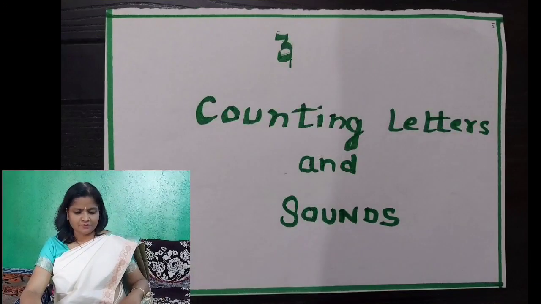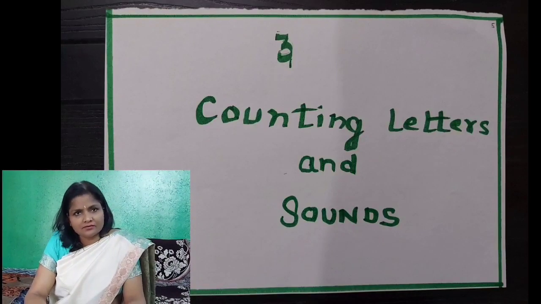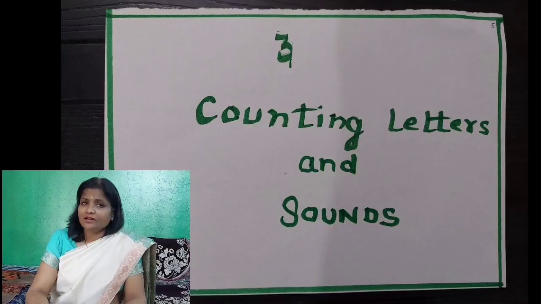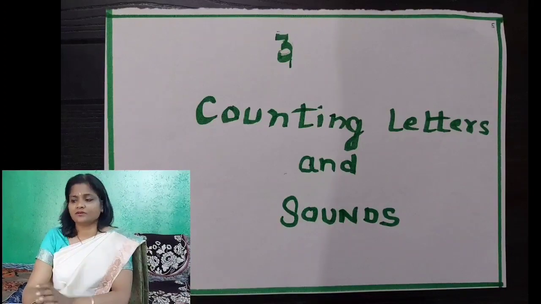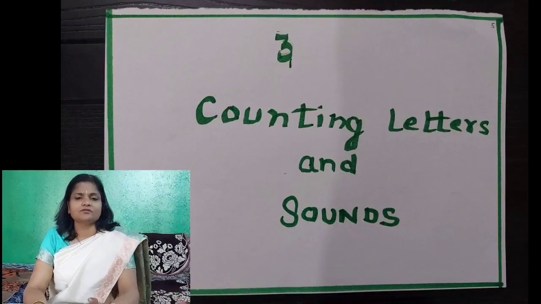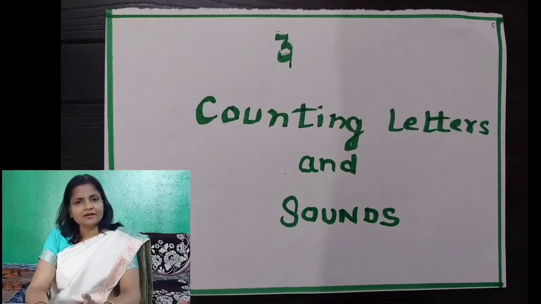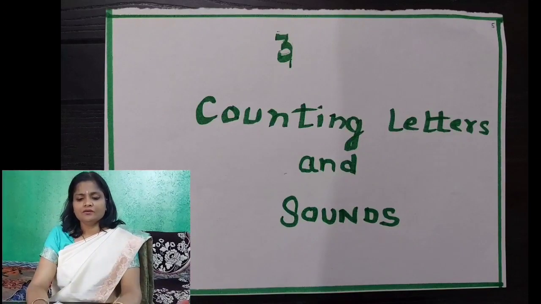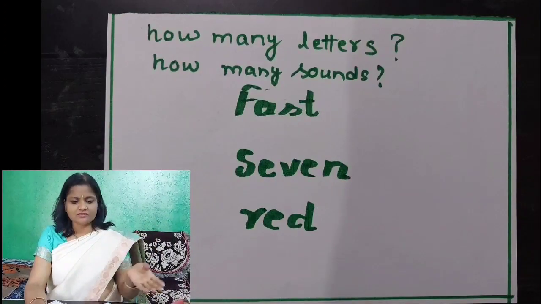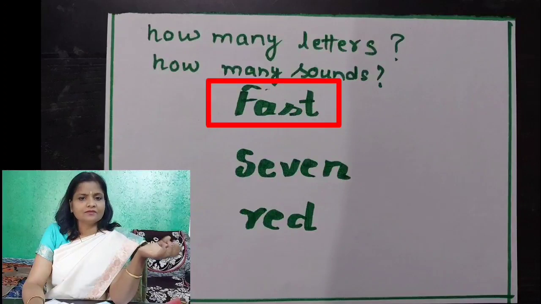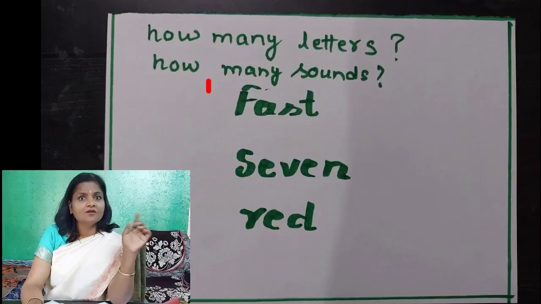Now the third concept is counting letters and sounds. Generally we compare that, okay, 3 letters are there, 3 sounds are there. 4 letters are there, 4 sounds are there. So let us see whether this concept is correct or not. Now I have got 3 examples here, as you can see on the screen: fast, seven, red. I will repeat these words again.